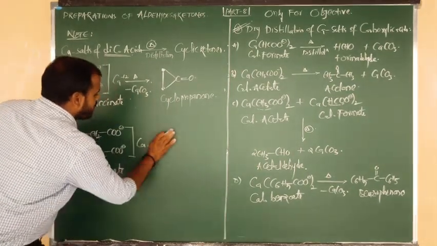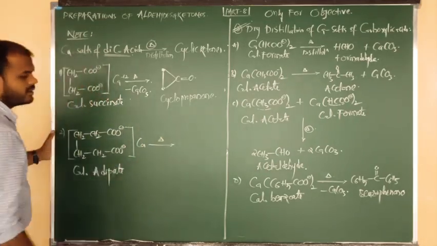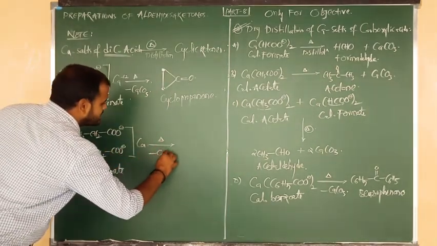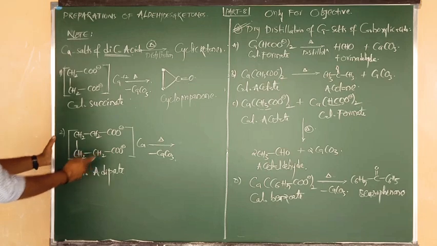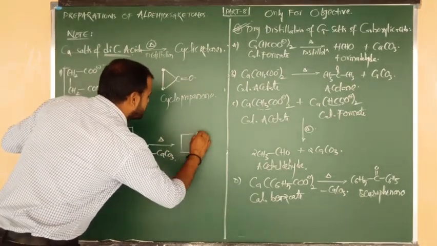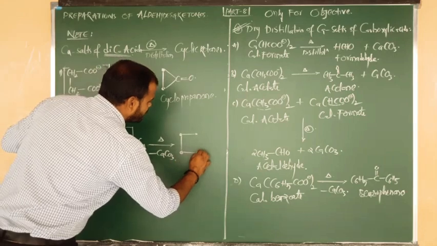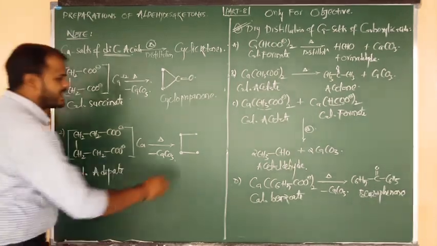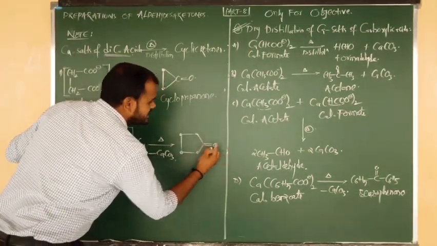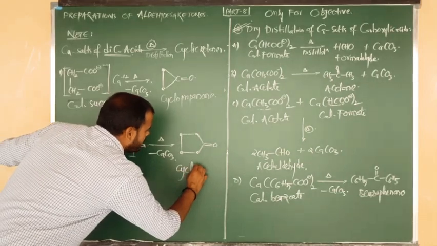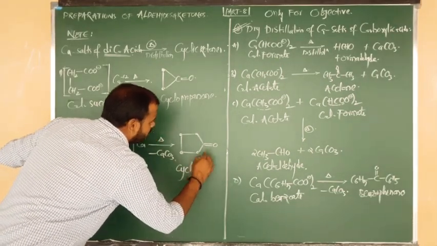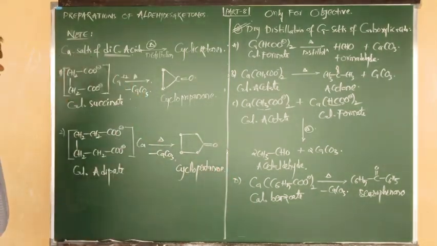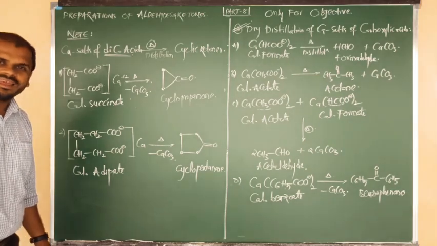Calcium adipate upon dry distillation: calcium combines with COO and is removed in the form of CaCO3. Four carbons are there: first CH2, second CH2, third CH2, fourth CH2. CO3 was removed. Remaining is the same thing, C double bond O. So it is your cyclic ketone. The name is cyclopentanone, with carbons 1, 2, 3, 4, 5. So the name of this compound is cyclopentanone. Okay, did all of you understand clearly?